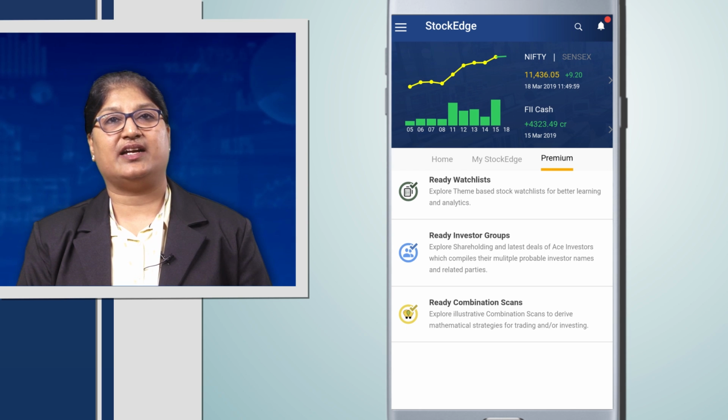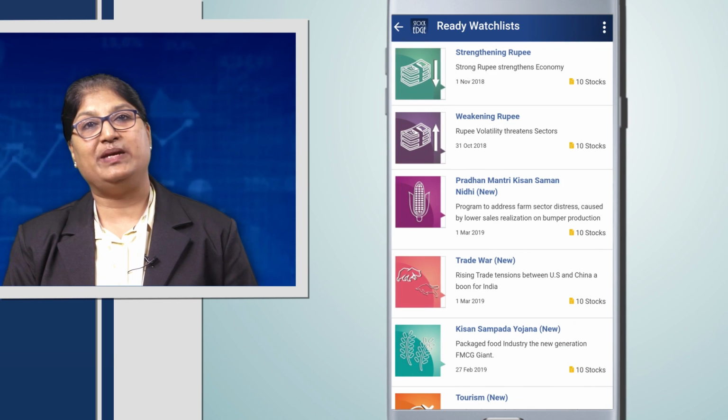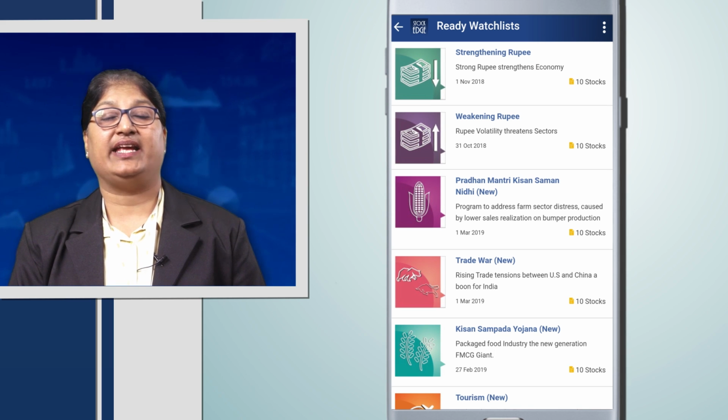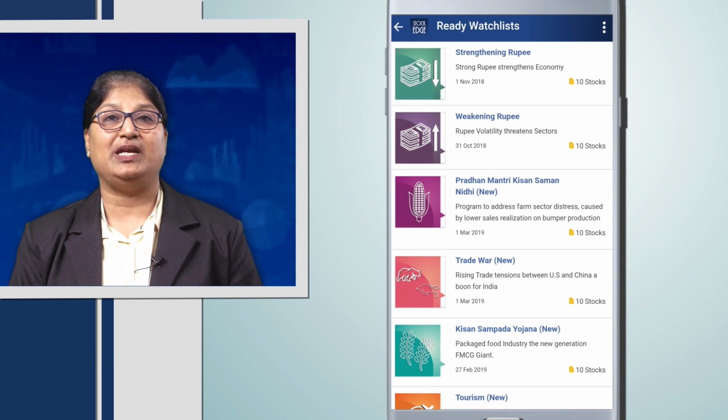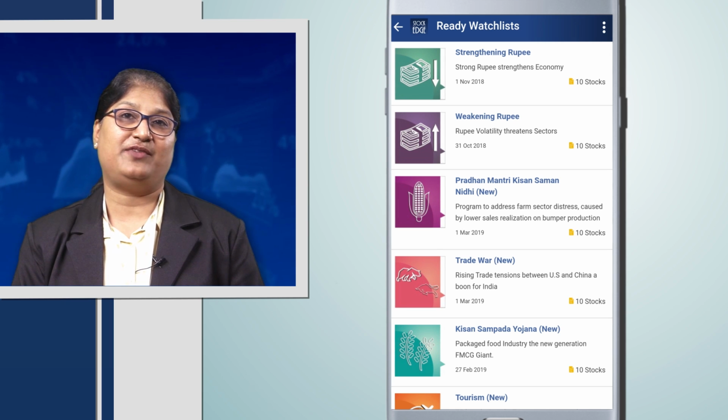And ready watchlists are there to help you identify and track stocks which are likely to be impacted by current themes like rising crude prices, falling rupee or upcoming elections, regularly updated by us, ready-made for you.